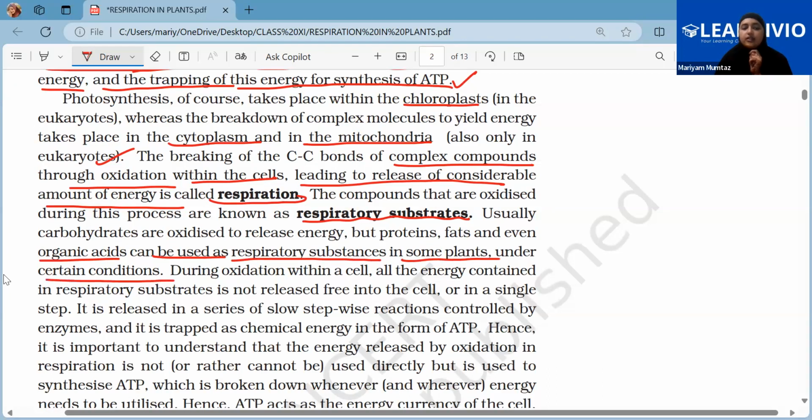under certain conditions. The most preferred source for energy is carbohydrates. Always remember that. The most preferred source. But apart from that, there are other biomolecules that can be used as well.